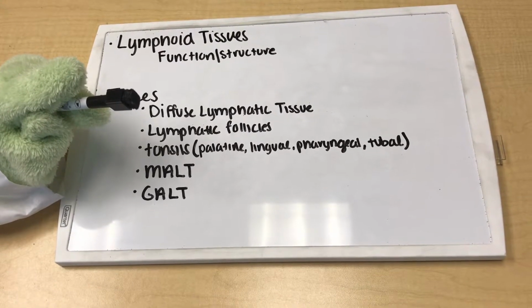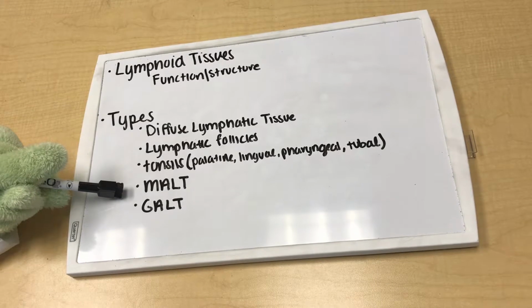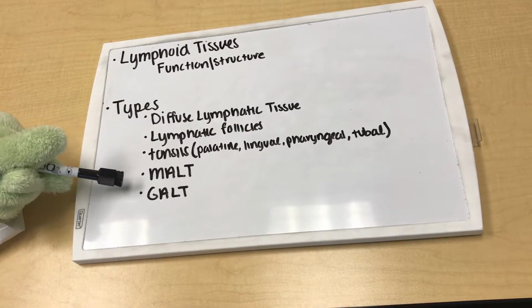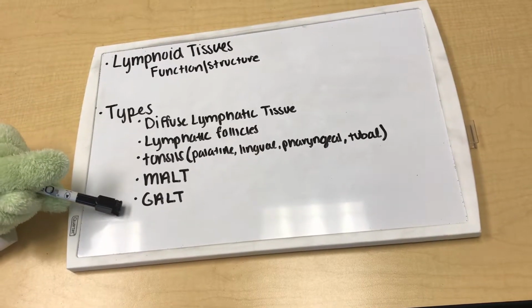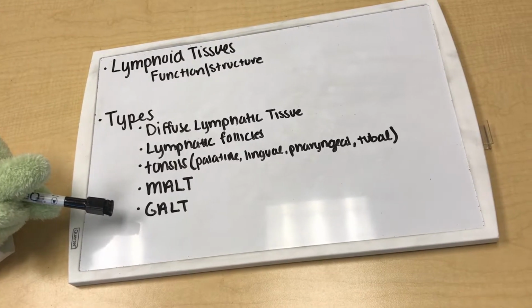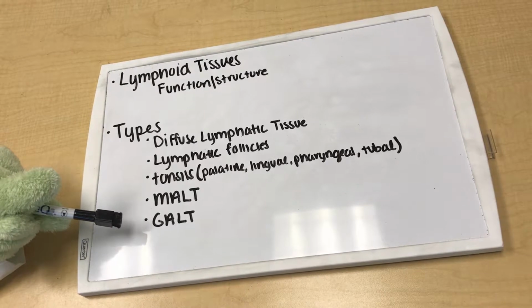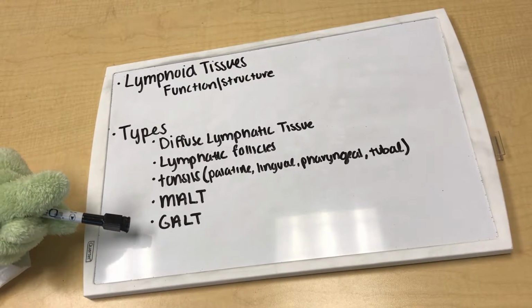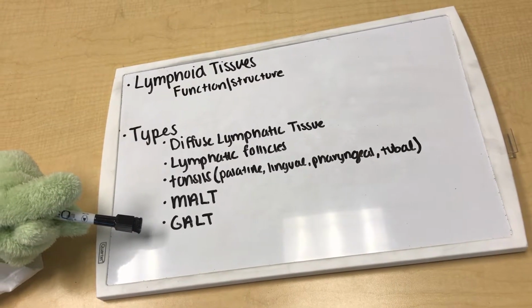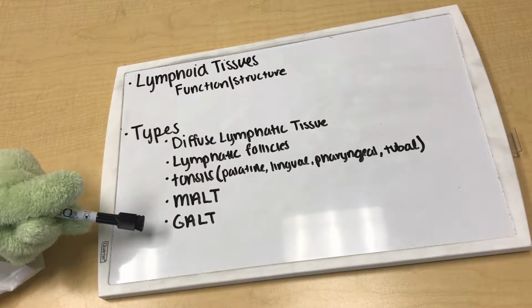around the Eustachian tubes. The last lymphoid tissues include mucosa-associated lymphatic tissue, also known as MALT, and gut-associated lymphatic tissue, known as GALT. The location of these tissues include Peyer's patches of lymphatic tissue, the appendix of the large intestine, and the bronchi in the lungs. The function is to trap pathogens, and the structure includes no crypts.